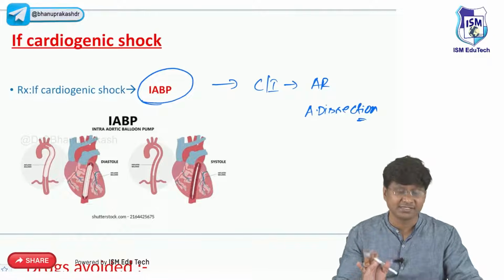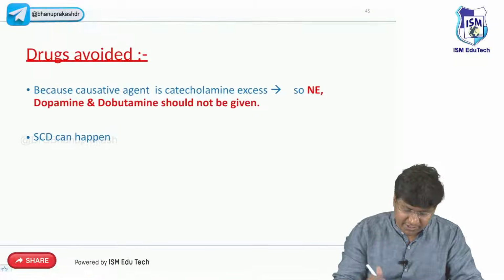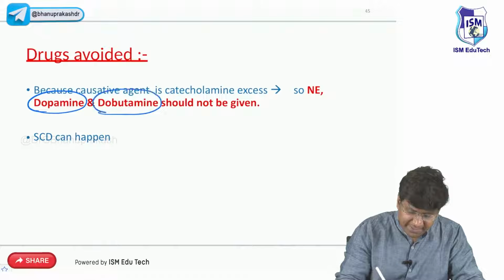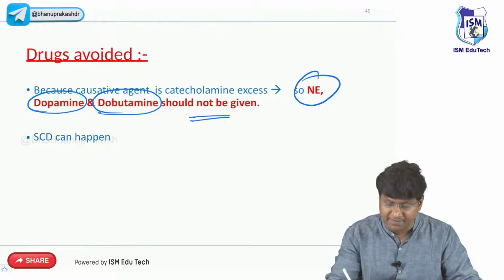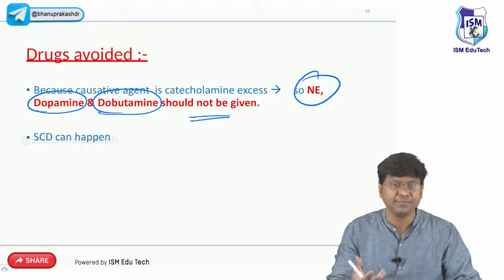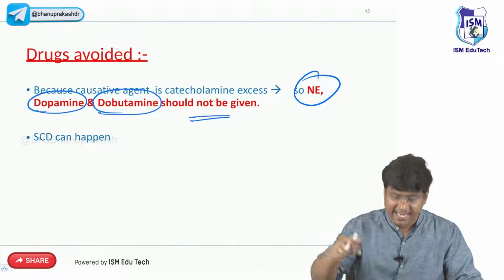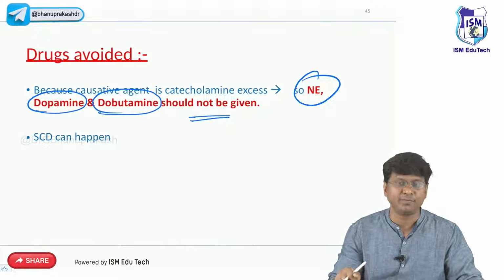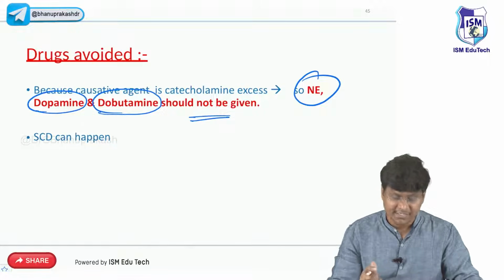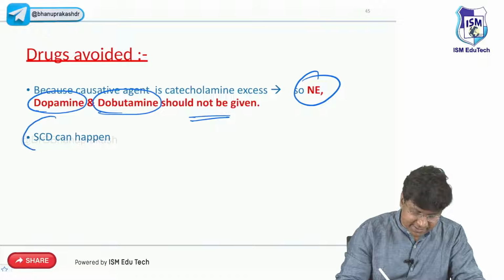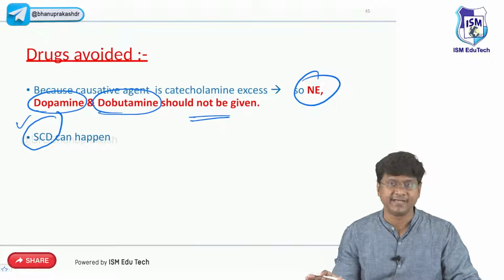And there are certain drugs that should be avoided in case of Takotsubo cardiomyopathy. What are those drugs? That is dopamine as well as dobutamine. They should not be given. Why? And even norepinephrine. Why? Because Takotsubo cardiomyopathy itself is a condition where there are excessive catecholamine levels. And upon that, if you give norepinephrine, dopamine or dobutamine, that can further precipitate your Takotsubo cardiomyopathy, right? And the important complication is that these patients are at increased risk of sudden cardiac death. So that was about your dilated cardiomyopathy.